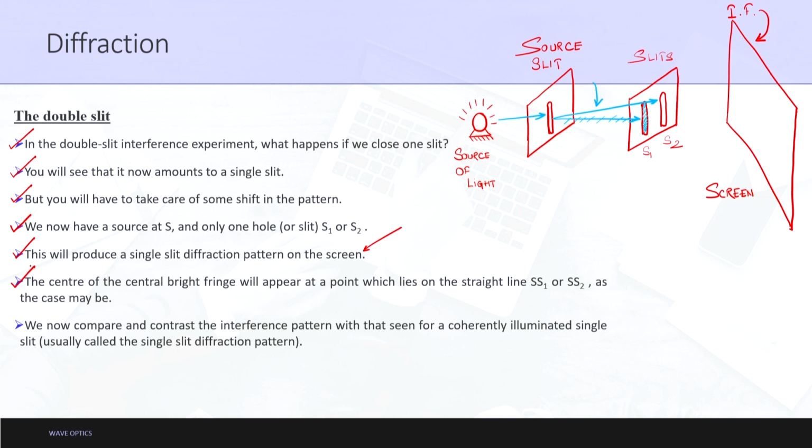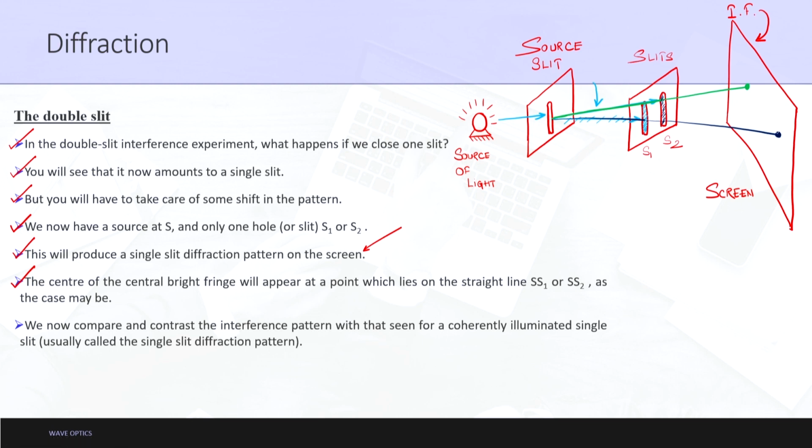So this line is nothing but, let me take a different color for this. Let us suppose for our scenario S1 is closed and S2 is open. In this case the central bright fringe will be formed at some location, which is marked here. And let us suppose in another scenario S2 is closed and S1 is open. Then the central bright fringe will be formed at this location.